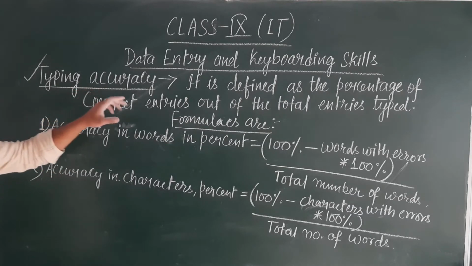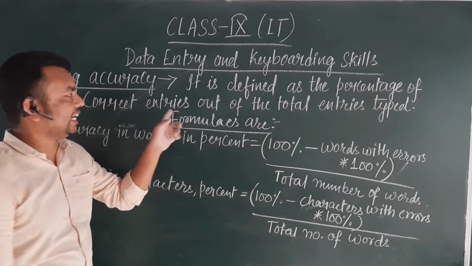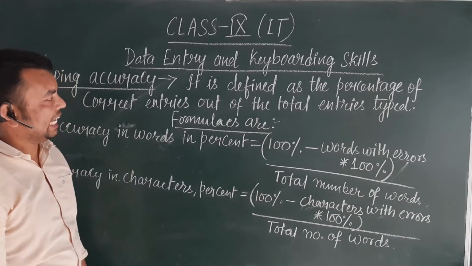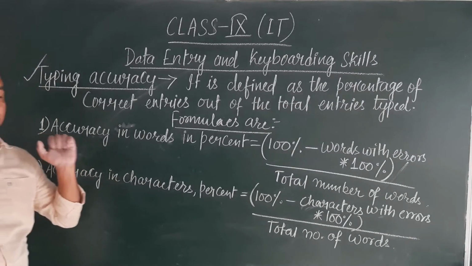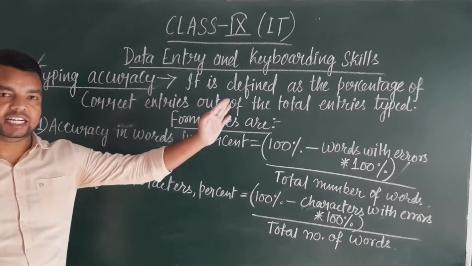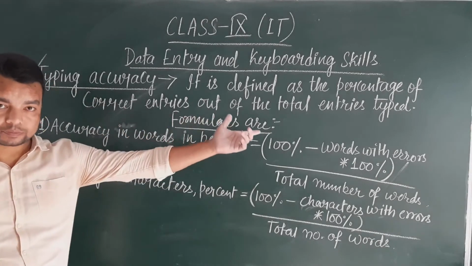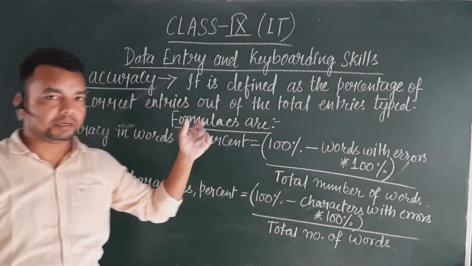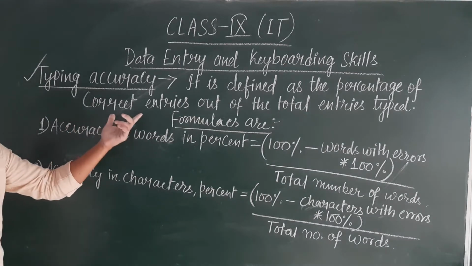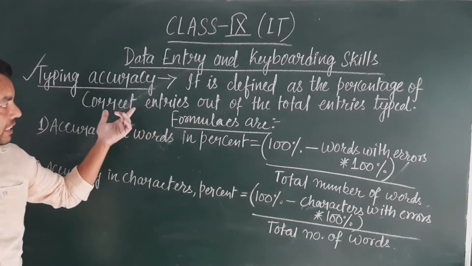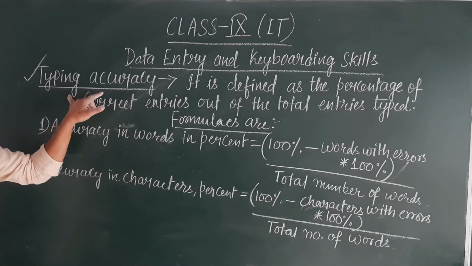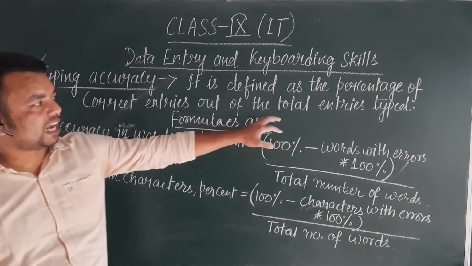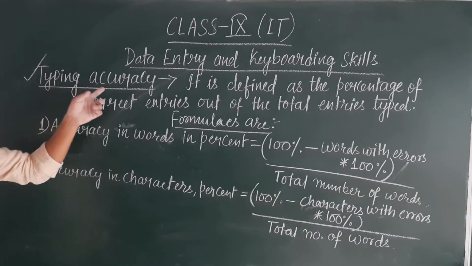Typing accuracy is defined as the percentage of correct entries out of the total entries typed. Whatever entries we have typed, what is the exact percentage of correct entries out of the total entries that we have made in our typing? Whatever data we have inserted by means of the keyboard, what is the percentage of correct entries in that data? That is taken into account by the term typing accuracy.